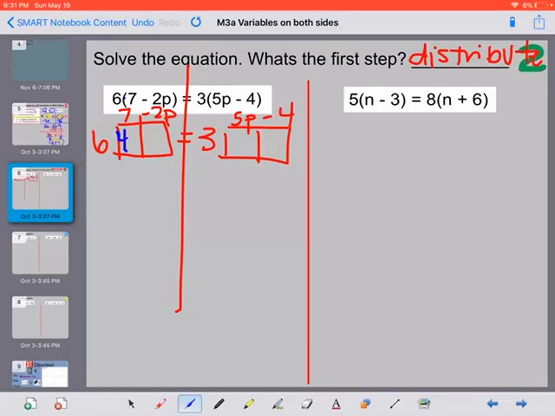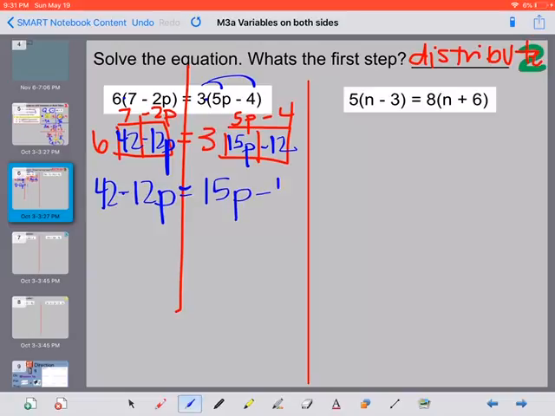6 times 7 is 42. 6 times negative 2 is negative 12, and there's a p. So we have 42 minus 12p. Then 3 times 5 is 15, and there's a p there. 3 times 4 is negative 12. Again, we multiplied 3 times 5 and 3 times negative 4. Don't forget that negative. And when we write just what's in the box, we're done multiplying those numbers.